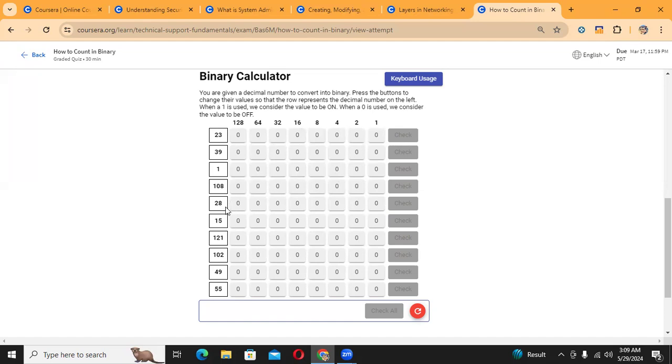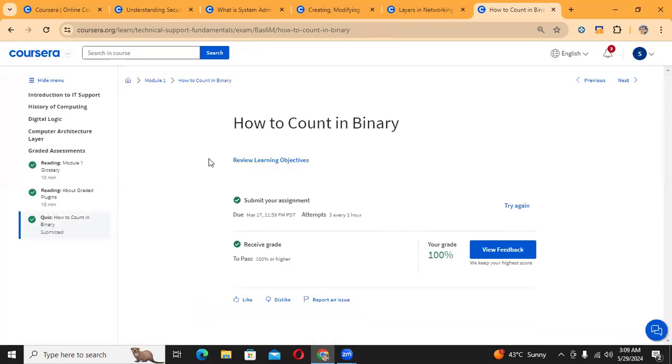And if we have 28, 28 is basically 16, press 16 and then 8, it's 24, and then 4. If we check it, it's 28. So it is basically a very easy question. So let's move on to the other module.